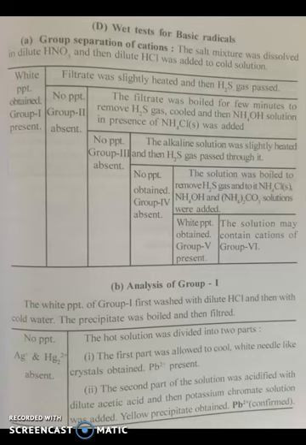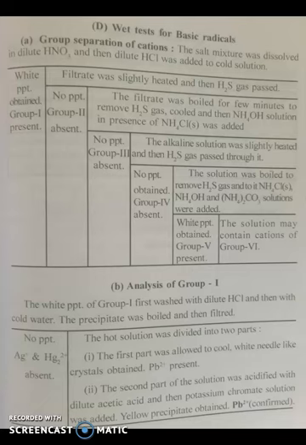Next, what you need to do is analysis of group 1 first. The white precipitate of group 1 was first washed with dilute hydrochloric acid and then with cold water. The precipitate was boiled and then filtered. No precipitate, silver and Hg2 2+ absent. The hot solution was divided into two parts. The first part was allowed to cool. White needle-like crystals obtained, Pb2+ present.